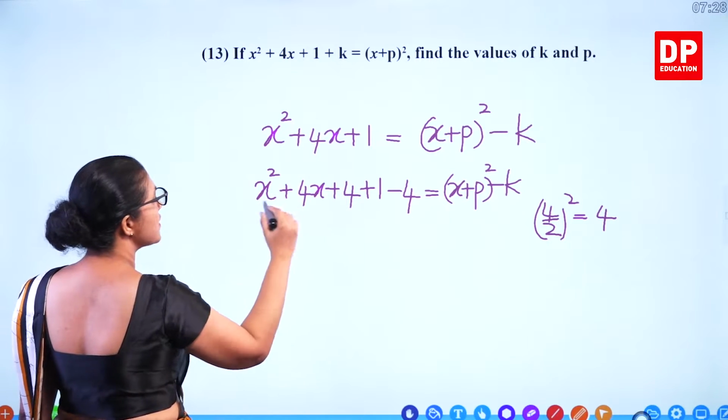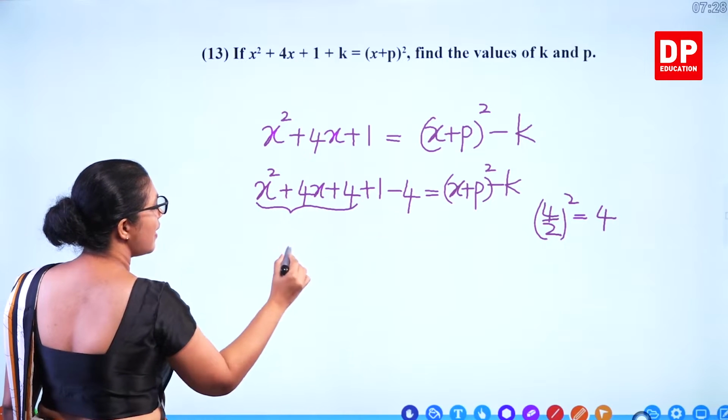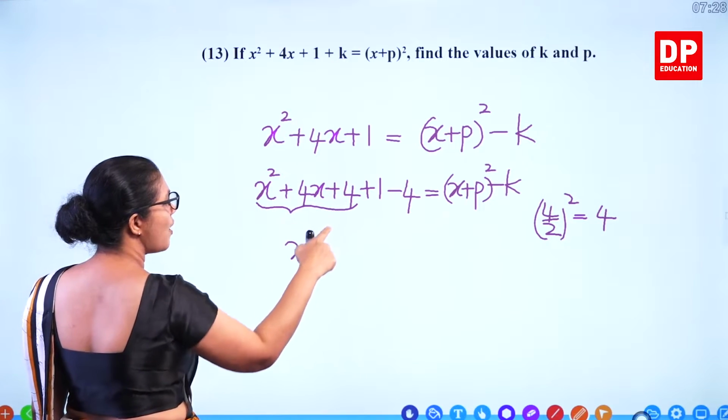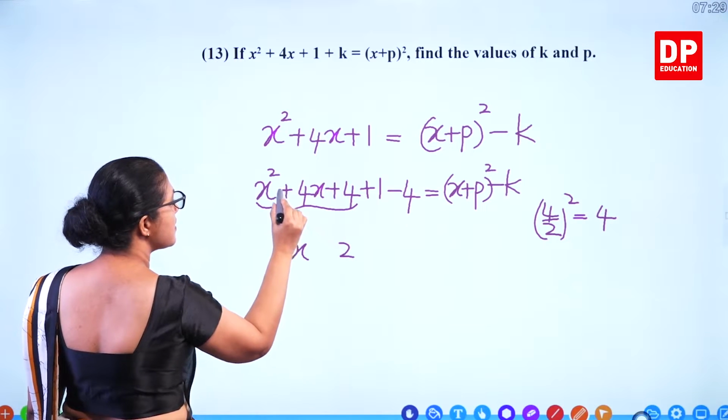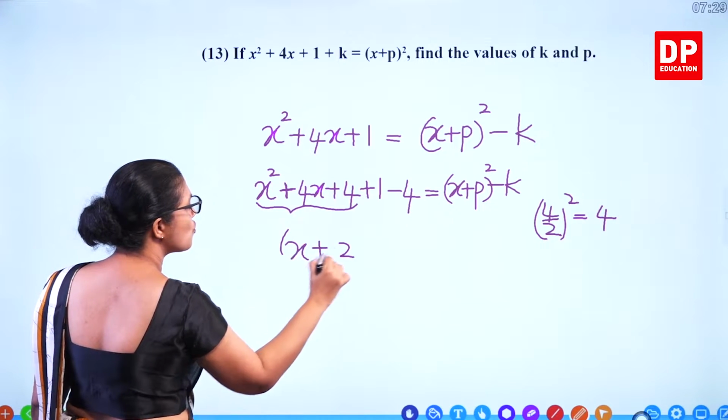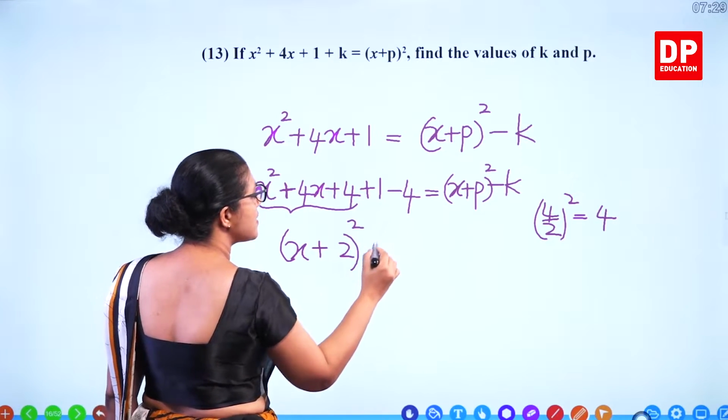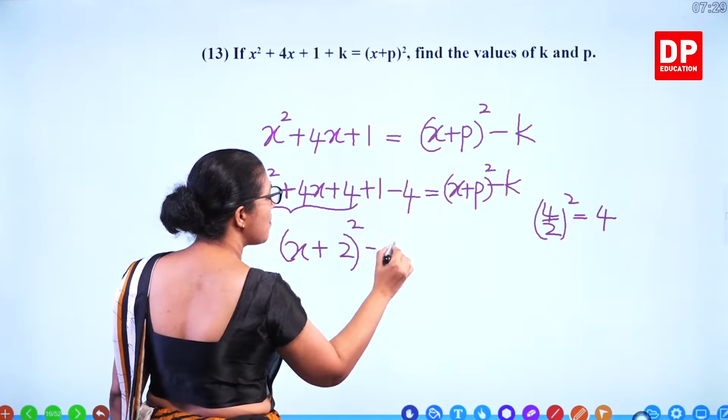Now, what's the square term you can get? X, square root of this. Square root of this is 2. And this sign comes here. X plus 2 squared. 1 minus 4 is minus 3.